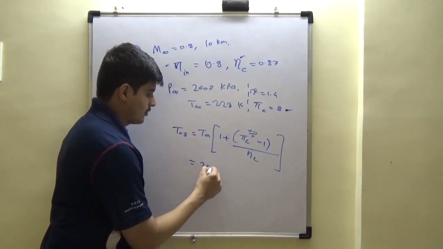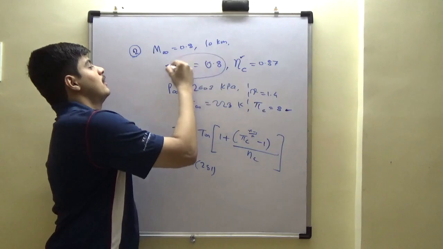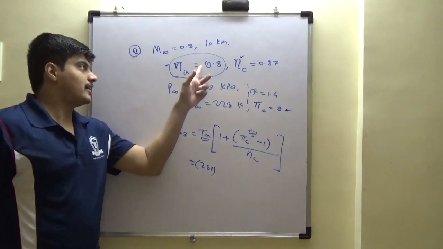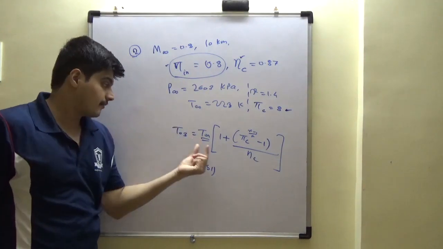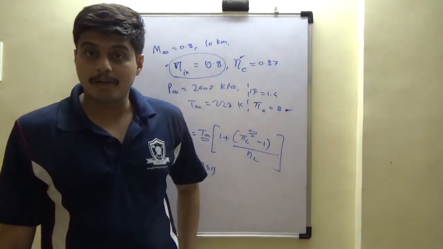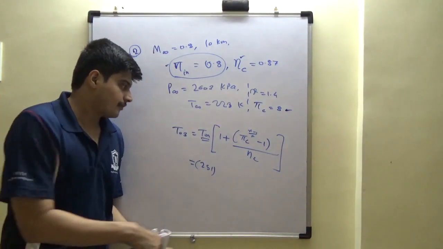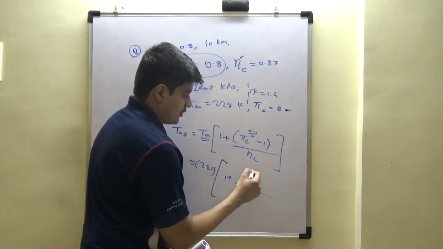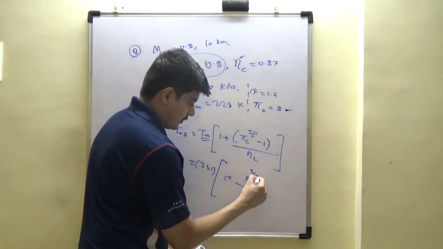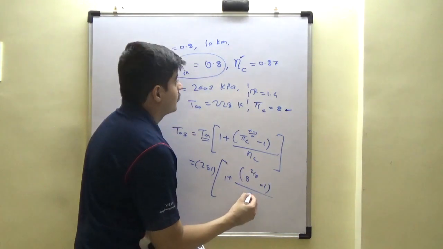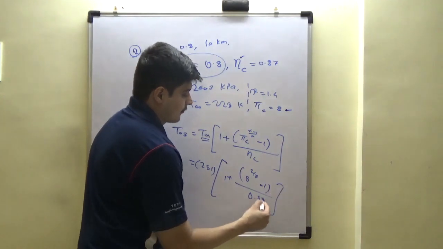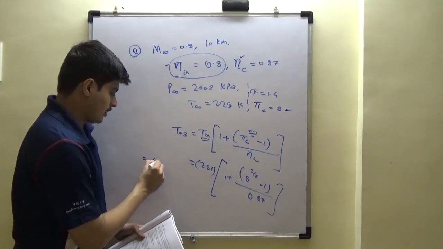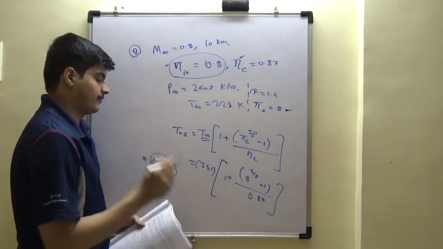Now I can substitute 251. Where did this appear? In T01. I made eta into m square, the efficiency part. That's why I was getting the lower number. Otherwise I would have got isentropic flow. What is pi C? 8 raised to 0.4 by 1.4, minus 1, upon 0.87. You can very quickly substitute this in your scientific calculator to get 486 Kelvin.